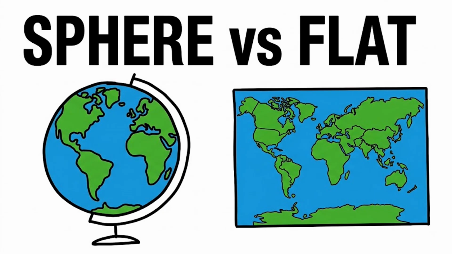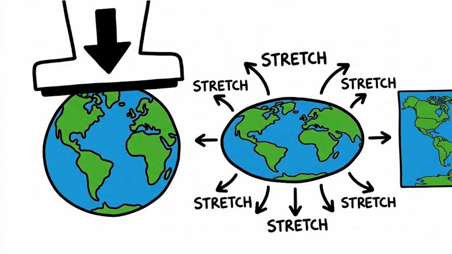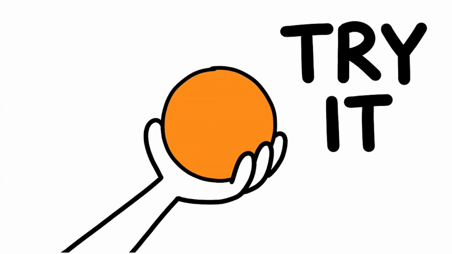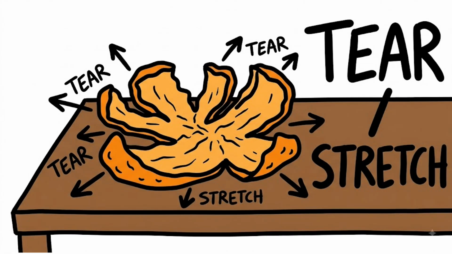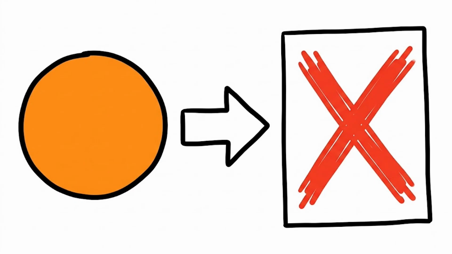The Earth is a sphere. A map is flat. And here's a fact that sounds abstract but changes everything. You cannot flatten the surface of a sphere onto a flat plane without distorting it. It is mathematically impossible. Try it yourself with an orange. Peel it, then try to press the peel flat onto a table. It will tear, stretch, and buckle. There is no way to make it lie perfectly flat without ripping it or warping its shape. The surface of a ball simply does not translate onto a flat sheet.